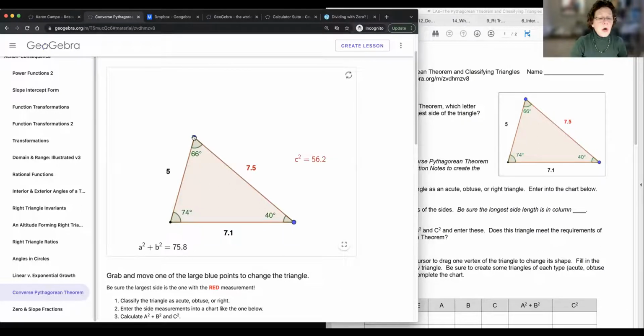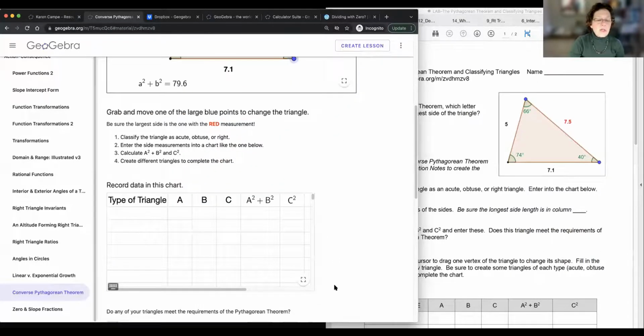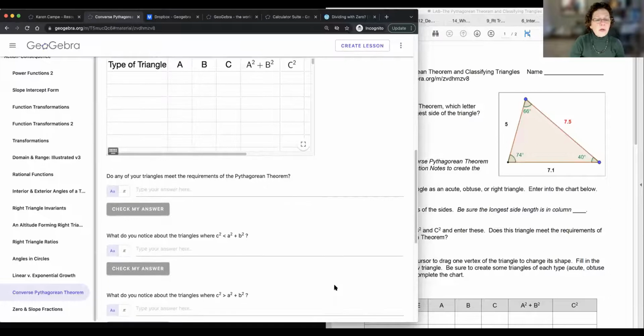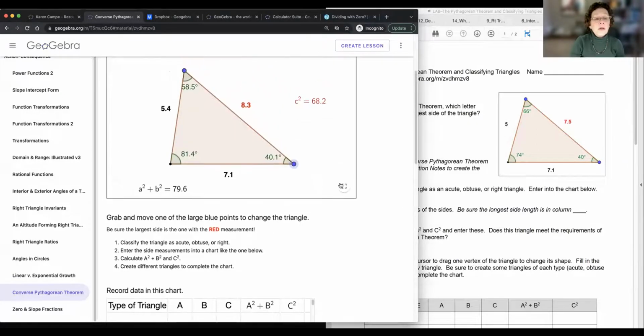So grab and move one of the large blue points, and both this point and this point are available for students. And the important thing is that we do need C to be the largest value. So this long side of 8.3, that has C being the largest value. Once again, there is a chart for students to fill out. Do any of your triangles meet the requirements of the Pythagorean theorem? And what do you notice in triangles where c squared is less than a squared plus b squared and greater than a squared plus b squared? So here's one where c squared is less, and here's one where c squared is greater.